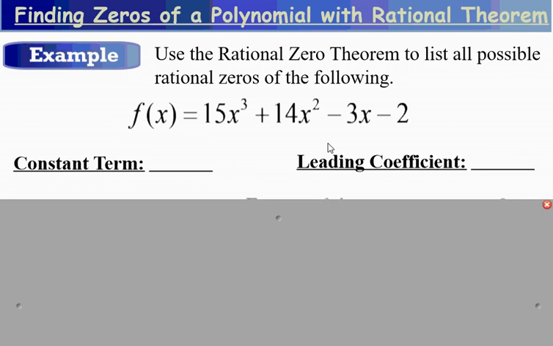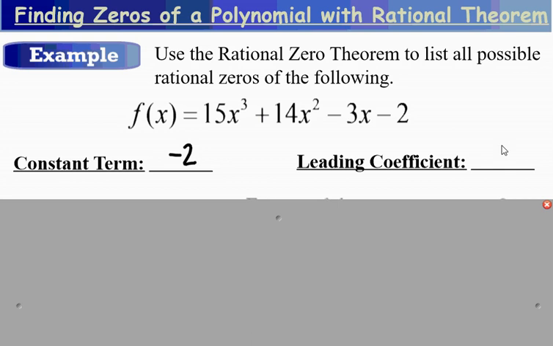Well, instead of just checking aimlessly, I can narrow my search down. I know the ones that must exist must have the property that the numerator must be a factor of the constant term, and the denominator must be a factor of the leading coefficient. So let's write those down to start. The constant term is negative 2, or 2. I mean, negative 2 and 2 are going to have the same factors.